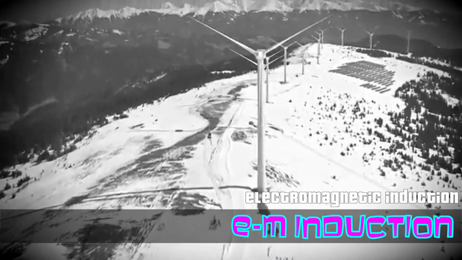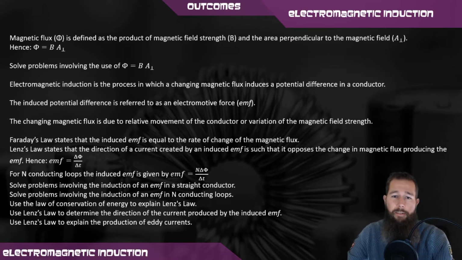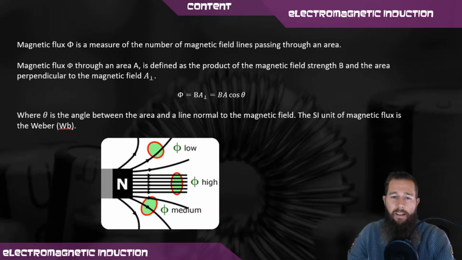Electromagnetic Induction. In this video, we'll be covering magnetic flux, electromotive force, Faraday's law, Lenz's law, and eddy currents. Magnetic flux is a measure of the change in magnetic field through a certain area. It is defined as the product of the magnetic field strength and the area perpendicular to the field.